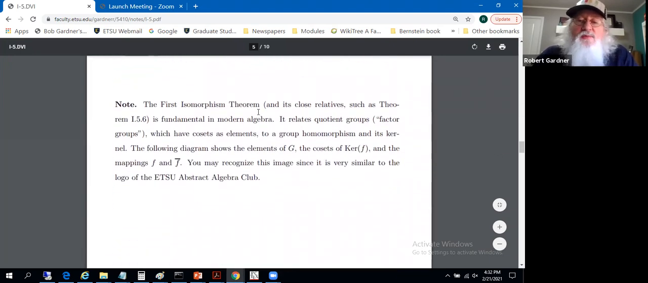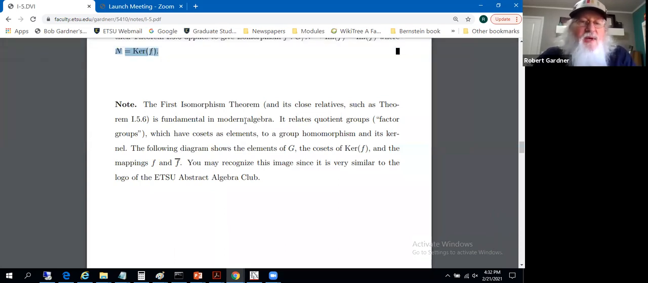The first isomorphism theorem, along with theorem 1.5.6 on which it's so heavily based, is fundamental stuff in modern algebra. It relates quotient groups, which have cosets as their elements, to a group homomorphism and its kernel. In fact, things are developed, as I've mentioned, in a different order in the Fraleigh book, the senior level modern algebra book that I like so much.